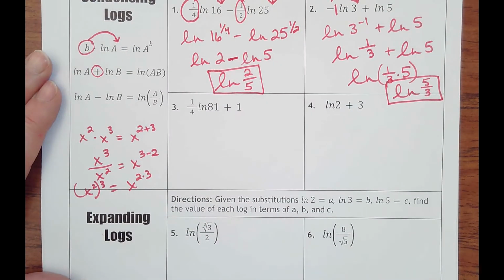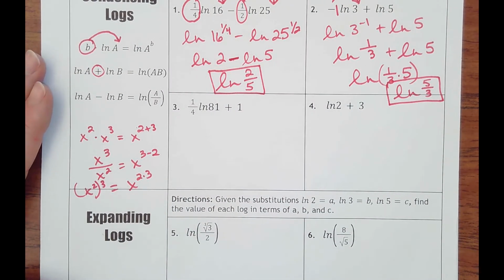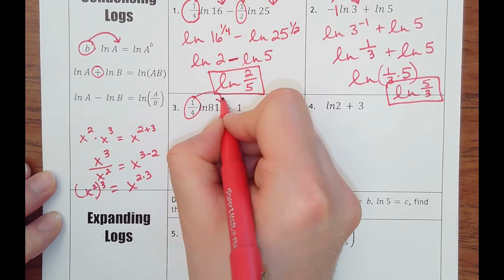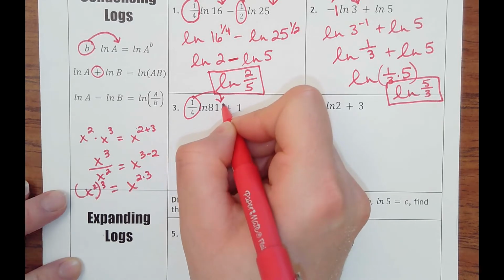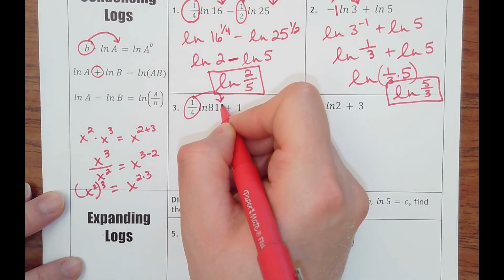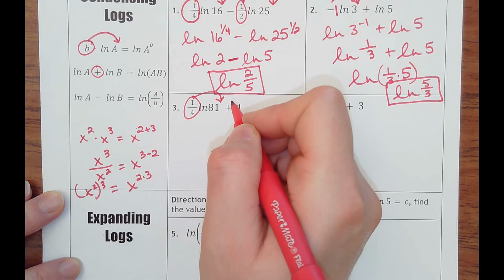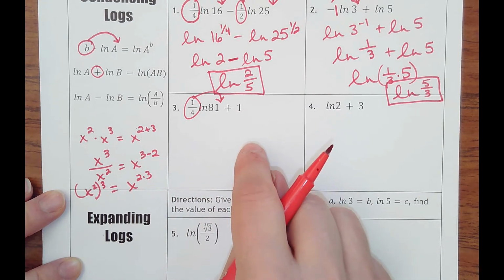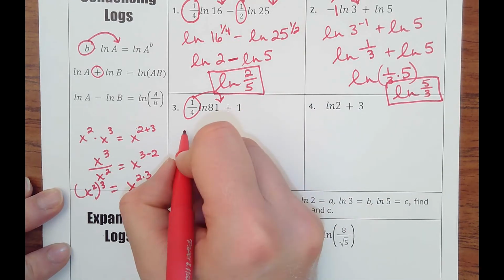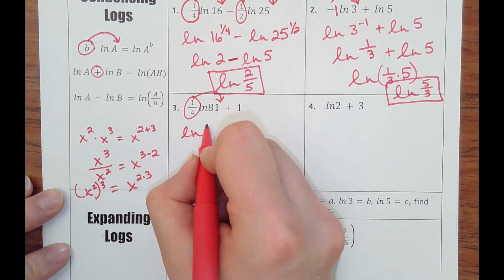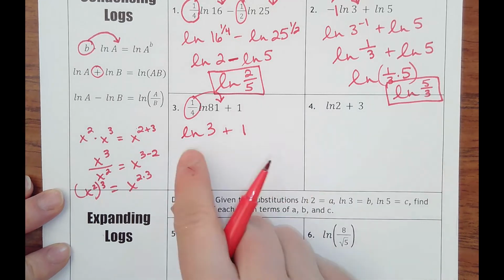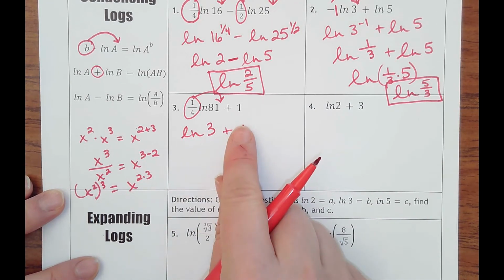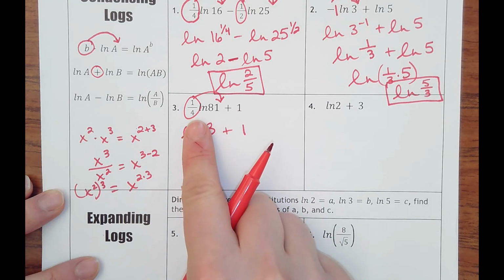Okay, and then number 3, you're going to take the 1/4, and that means 81 to the 1/4 power. The fourth root of 81 is 3, because 3 squared is 9. That 9 squared is 81. So let's see, natural log of 3 plus 1. Here's the problem though, this 1 does not get added to the 3 because it's just separate from the natural log of 3. This is some kind of value.